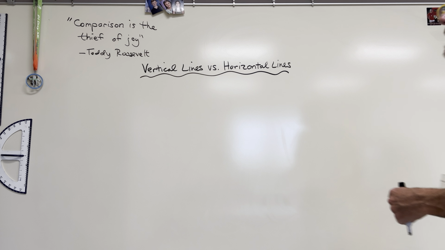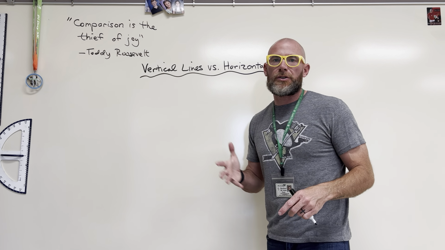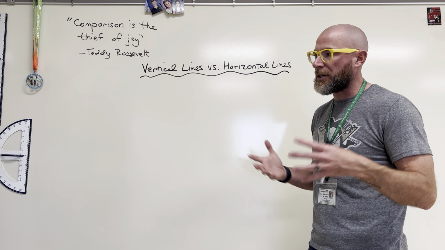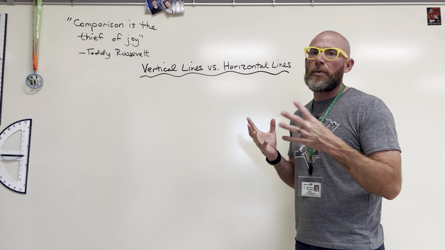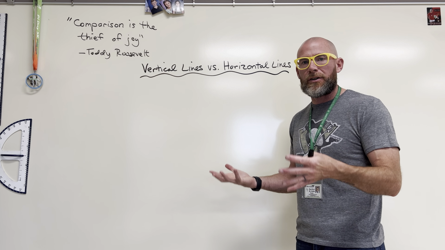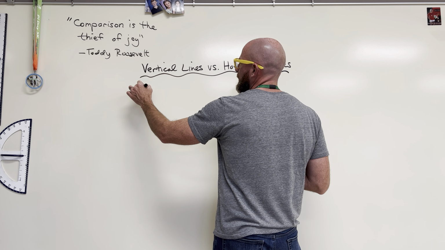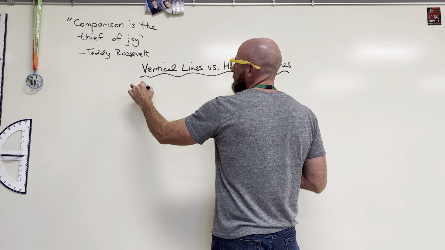So let's talk about the difference between vertical lines and horizontal lines. A lot of times you're creating equations of lines and something strange happens. You either get a slope of 0 or you get a slope of undefined and you're unsure of what to do. So let's look at vertical lines first.